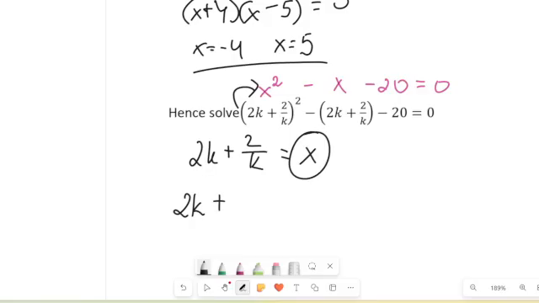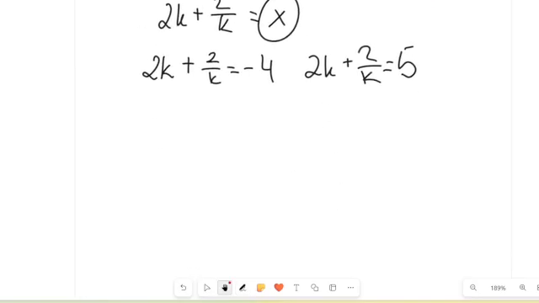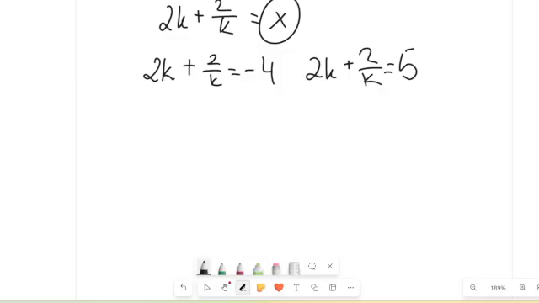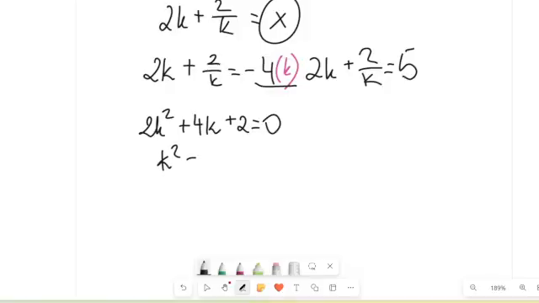So 2k plus 2 over k is equal to minus 4, and then 2k plus 2 over k must be equal to just 5. Okay, I have two more equations to solve to find my k. So first of all, I want to multiply everything by k to get rid of the fraction. I will get 2k squared. Now I bring this, so that will be plus 4k, and then plus 2 equals to 0. I divide everything by 2, so it's k squared plus 2k plus 1 equals 0.